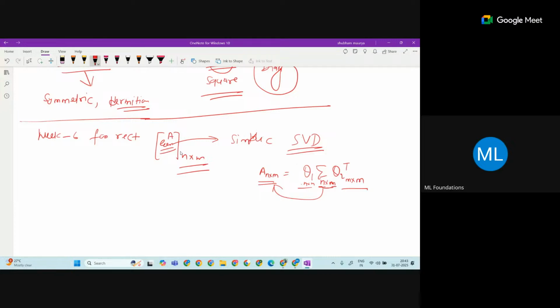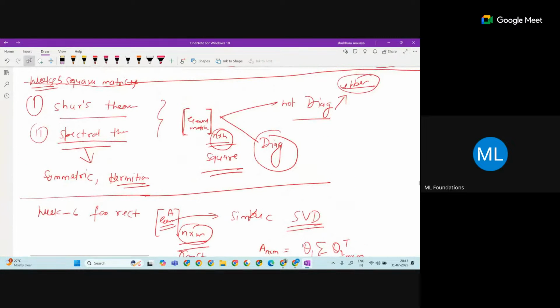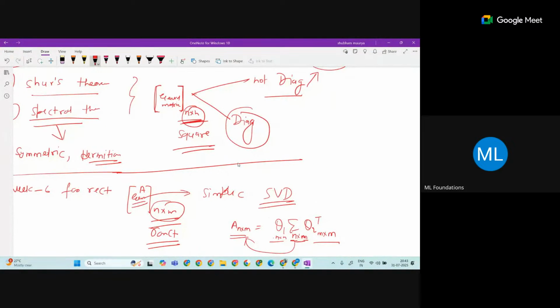So this is the case when your matrix is rectangular. When the matrix is rectangular, we get a simplified version of it called singular value decomposition. But if your matrix is a square matrix, then we talk about a different representation. If you do the singular value decomposition of a square matrix, you will end up with diagonalizability. Please check yourself.